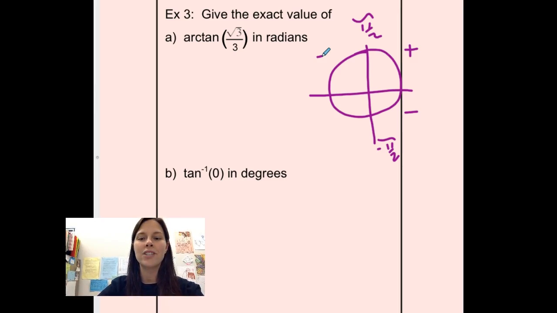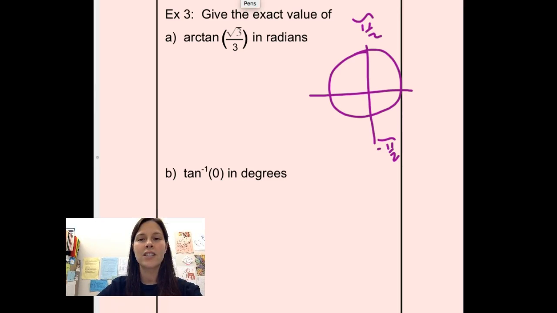So both sine inverse and tangent inverse are the first and fourth quadrant, negative pi over 2 to positive pi over 2. Cosine inverse is the one with the different range because cosine is positive in both the first and the fourth quadrant, so we can't use that for our inverse range. It has to be from 0 to pi.